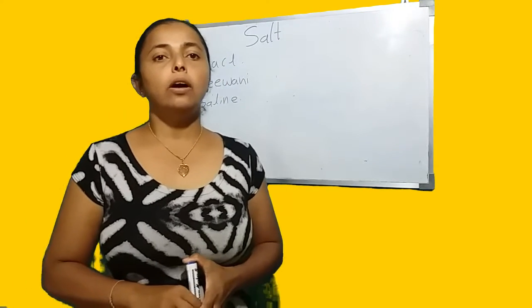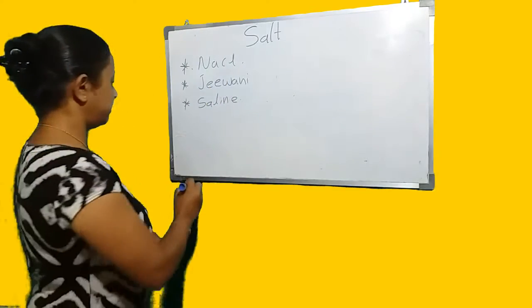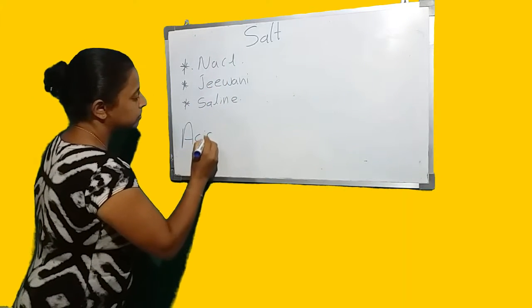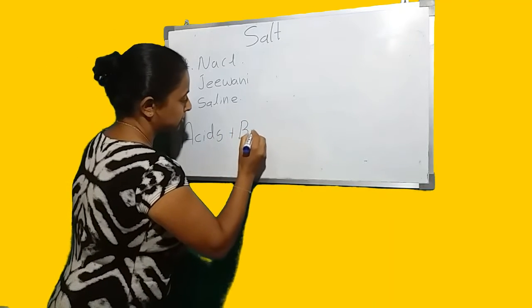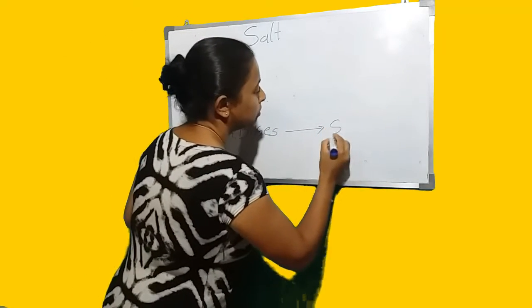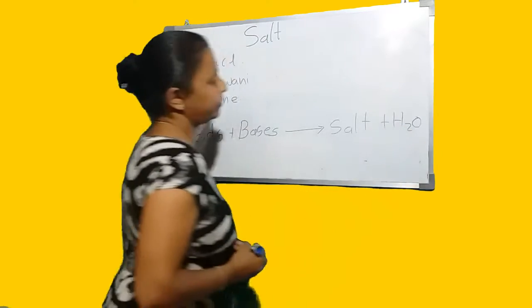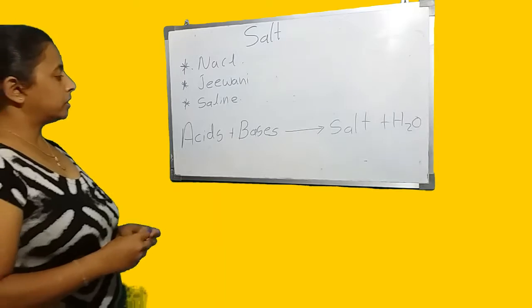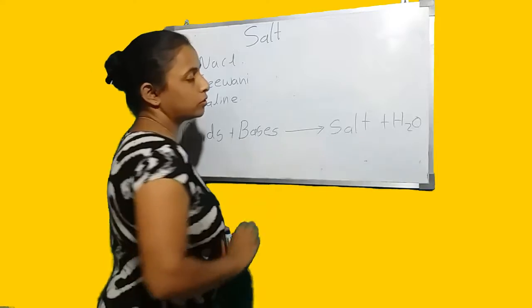Then what is salt? You know, acids react with base to form salt and water. Acid reacts with base to form salt and water. Right? This is how salt is formed.